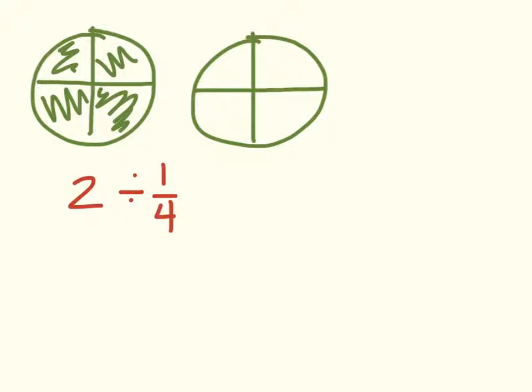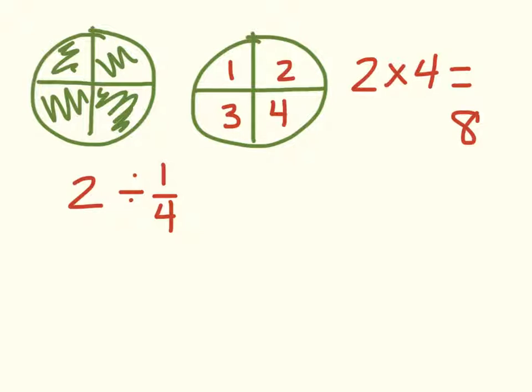So our model shows that the number of quarters in one pie is 1, 2, 3, 4, correct? And the number of quarters in 2 pies would be 2 times 4, equaling 8 pieces. So 2 divided by 1/4 is the same thing as 2 times 4. And the answer is 8.